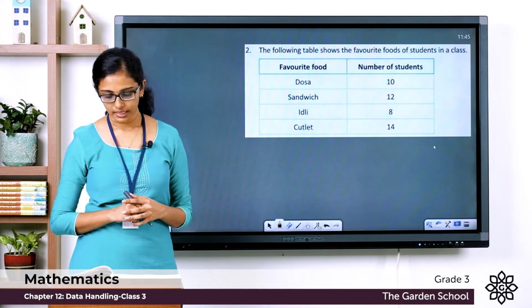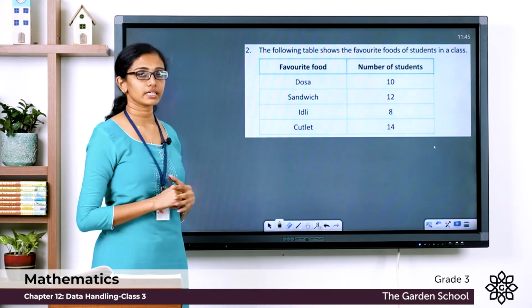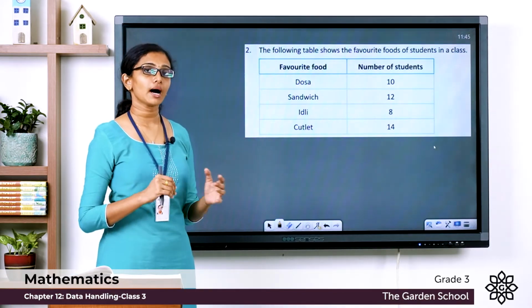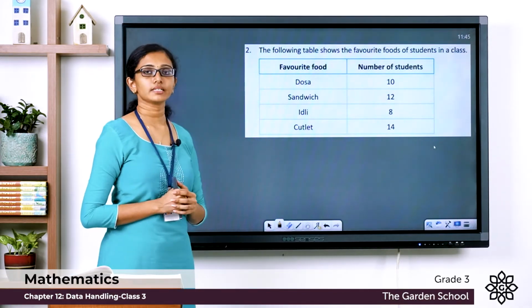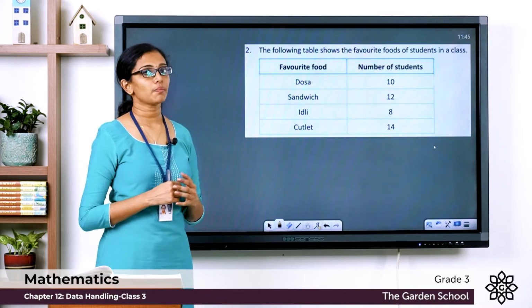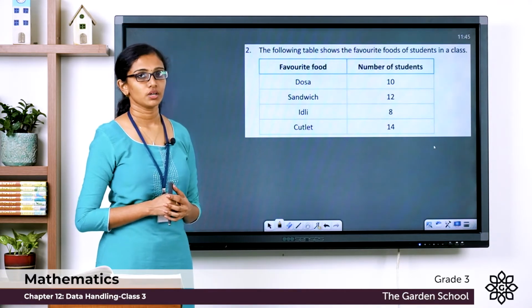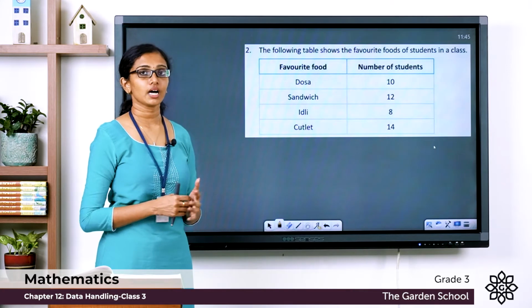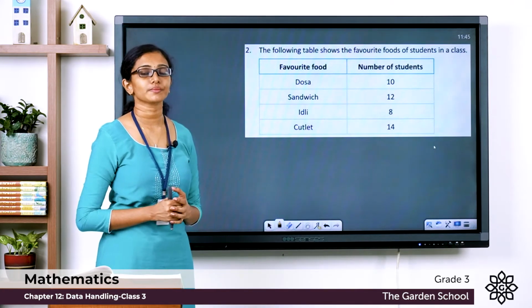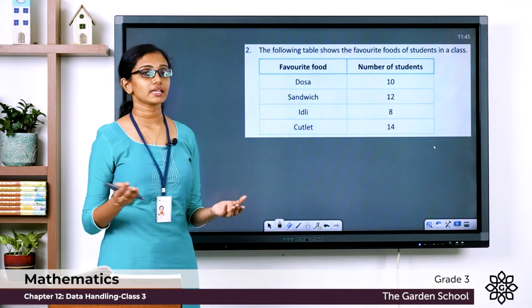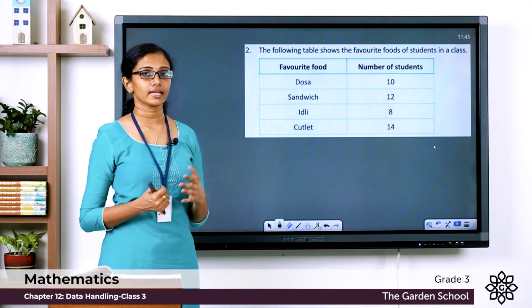Now here in this question, we are asked to draw a bar graph to represent the above data. Then answer the following questions. So based on this data, you have to draw a bar graph to represent it. We have learned about bar graphs in our previous classes. It is a way of representing data using rectangular bars or strips. You know a bar graph has a horizontal line and a vertical line.